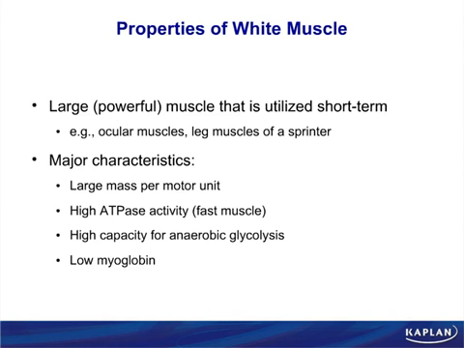Remember, myoglobin is that oxygen binding protein. As a result, white muscle, anaerobic glycolysis, this is going to be the muscle that releases lactate. This high capacity for anaerobic rather than aerobic means it's going to fatigue quickly. So it's powerful, it's fast, but it doesn't last long. And it will release lactate.